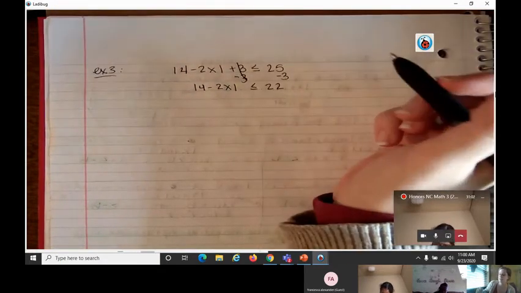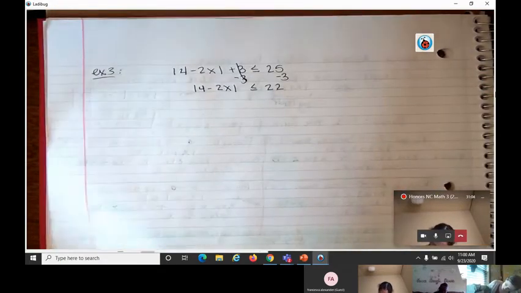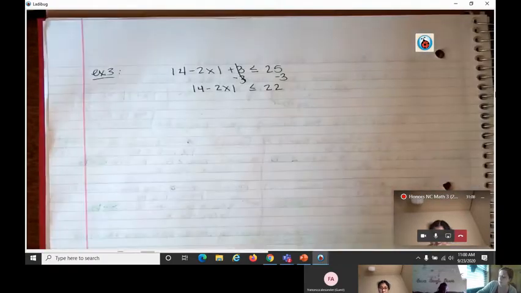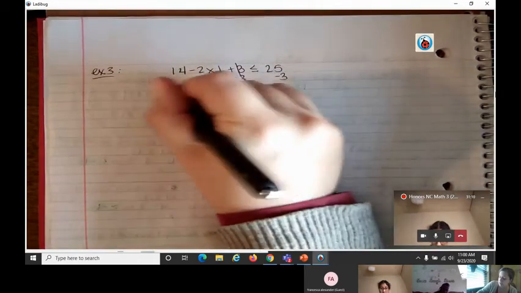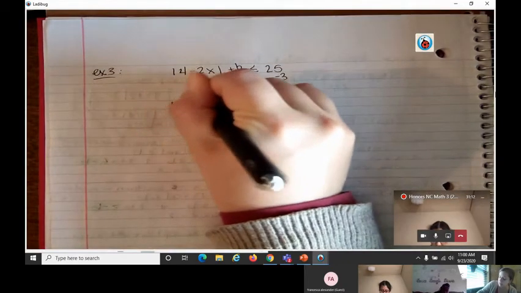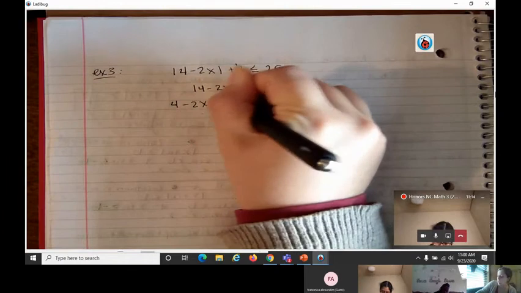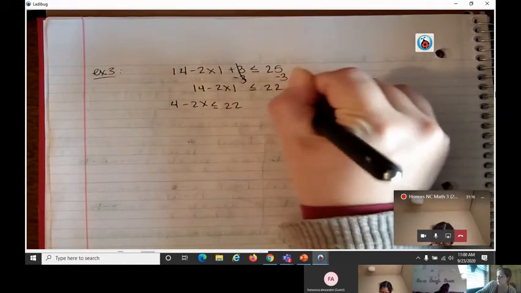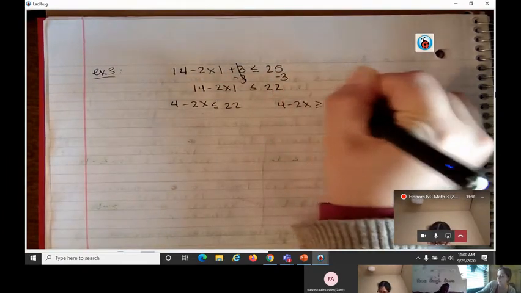And then I need to identify my form. I think it is form 4. And split it up into my inequalities. So 4 minus 2x is less than or equal to 22. And 4 minus 2x is greater than or equal to negative 22.